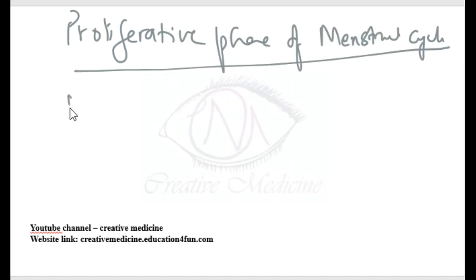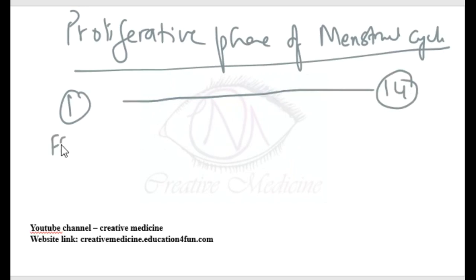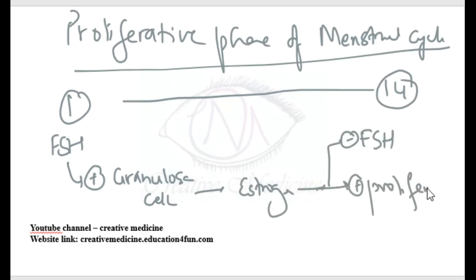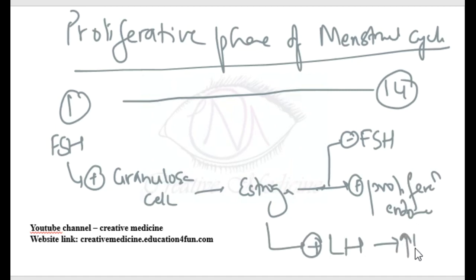So, first on day 1, follicle stimulating hormone will activate granulosa cells. The granulosa cells will release estrogen. Estrogen has negative feedback on follicle stimulating hormone, and estrogen also causes proliferation of the endometrium, and estrogen also has positive feedback on luteinizing hormone, leading to the LH surge. On day 14, because of this LH surge, there will be ovulation.